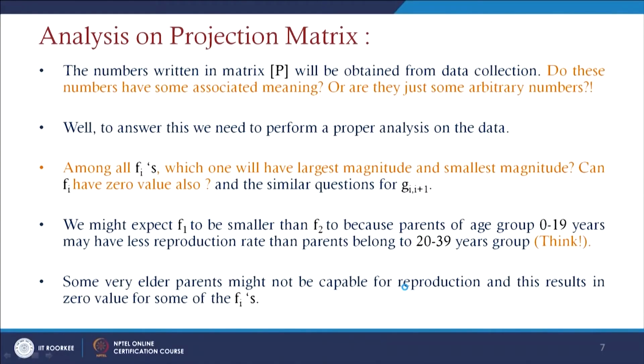We might expect F1 to be smaller than F2 because parents of age groups 0 to 19 years may have a lower reproduction rate than parents belonging to the 20 to 39 years age group. Yes, definitely it is true. Some very elder parents might not be capable of reproduction, and this results in 0 value for some of these Fi's.